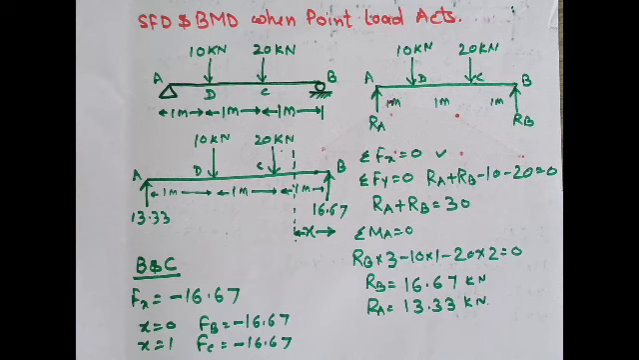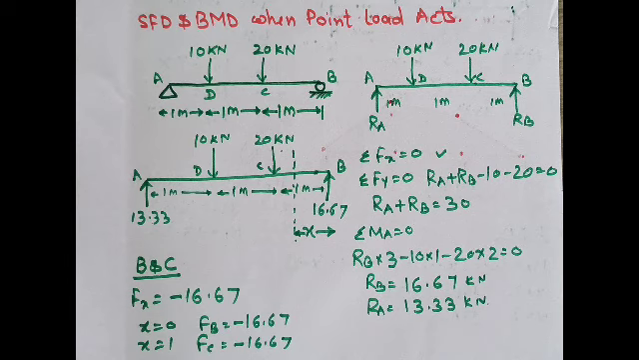Now our first task will be to find out the value of support reactions. So at point A we have the simple support, and at point B we have the roller support. Now in each case we take one vertical reaction. So reaction at A is RA and at B is RB. Now we will get the value of RA and RB by using the conditions of equilibrium: sigma Fx equal to 0, sigma Fy equal to 0, and sigma M equal to 0.